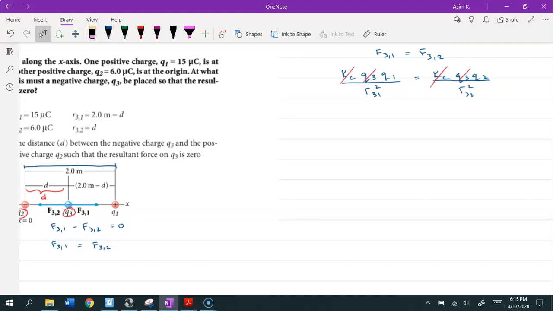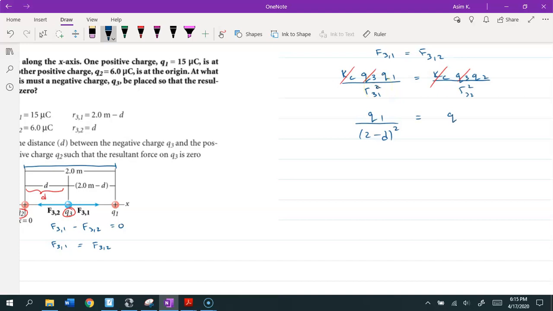So the next thing that we'll do is simplify this a little bit. So we know that this is q sub 1, and the distance between 3 and 1 is 2 minus d. Again, the idea was the entire thing is 2, and this piece is d, so the distance between 3 and 1 would be 2 minus d, whatever distance remains. So I'm going to go ahead and write that down as 2 minus d, but notice how Coulomb's law says you have to square the distance, so you square that distance right there.